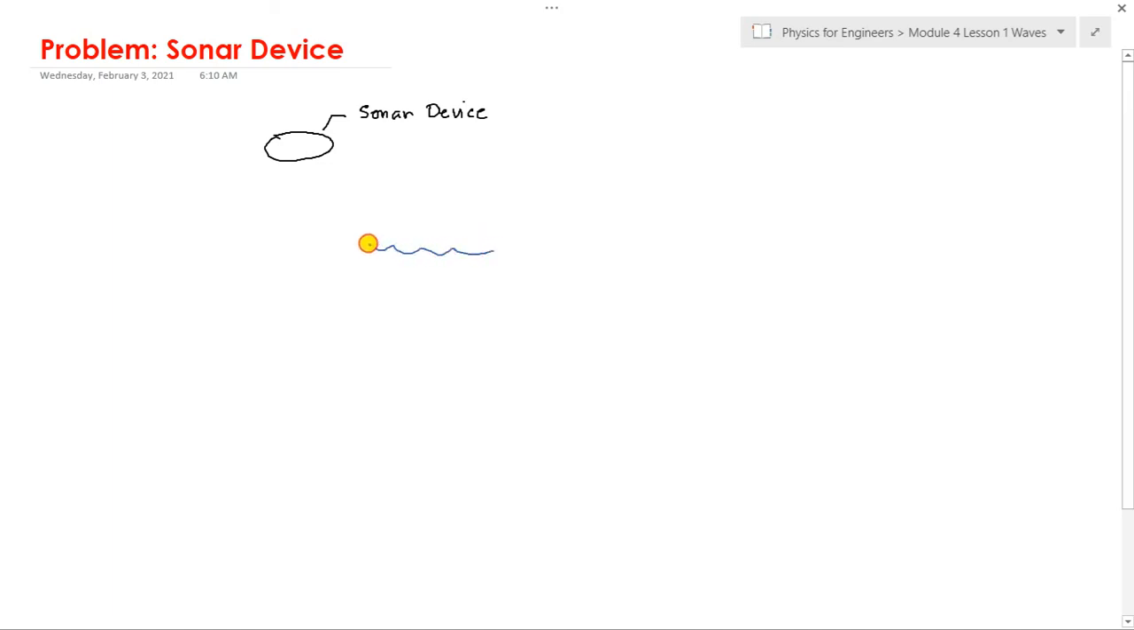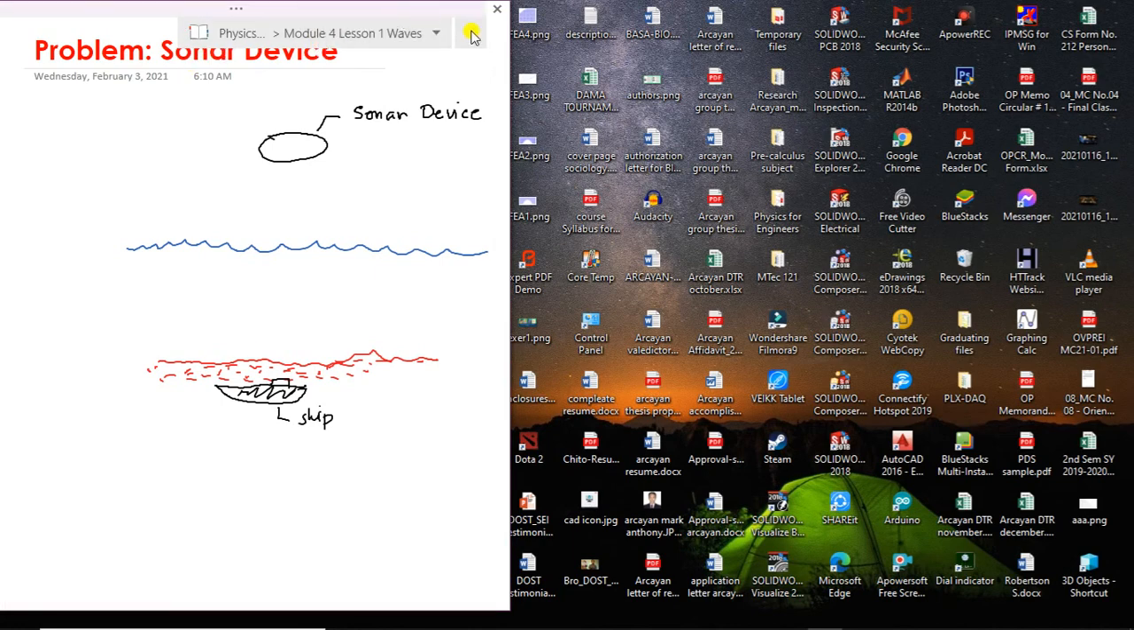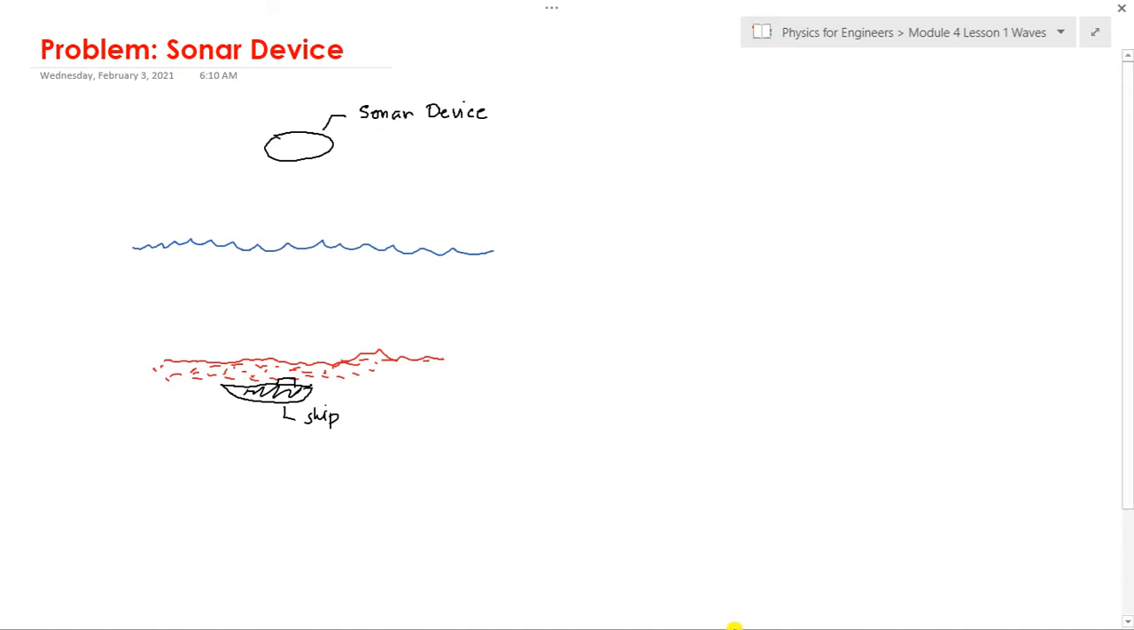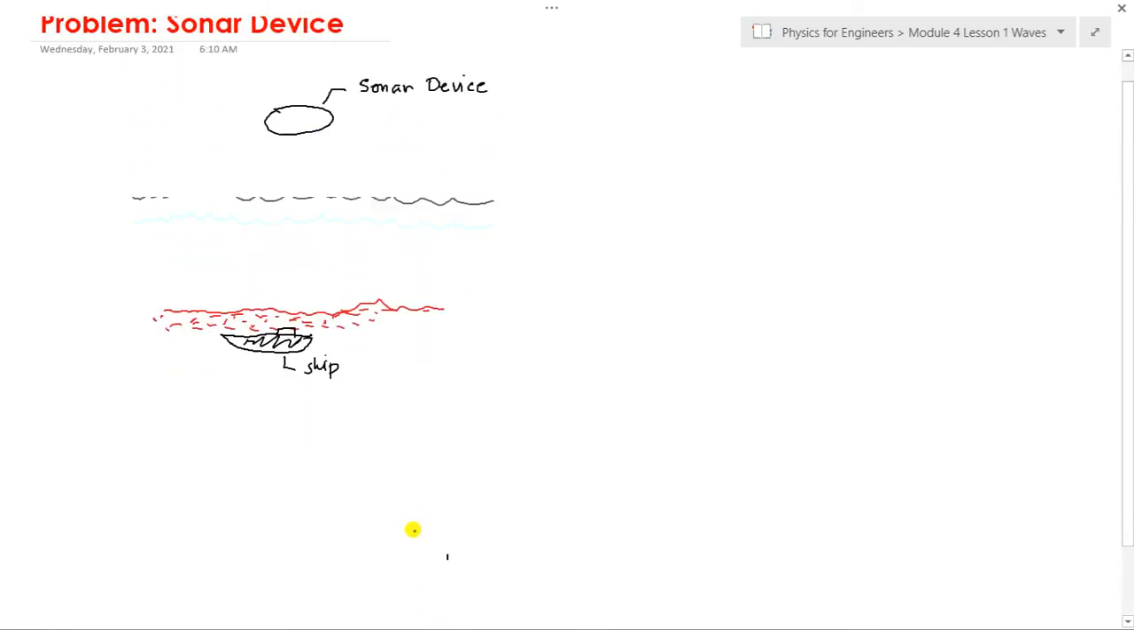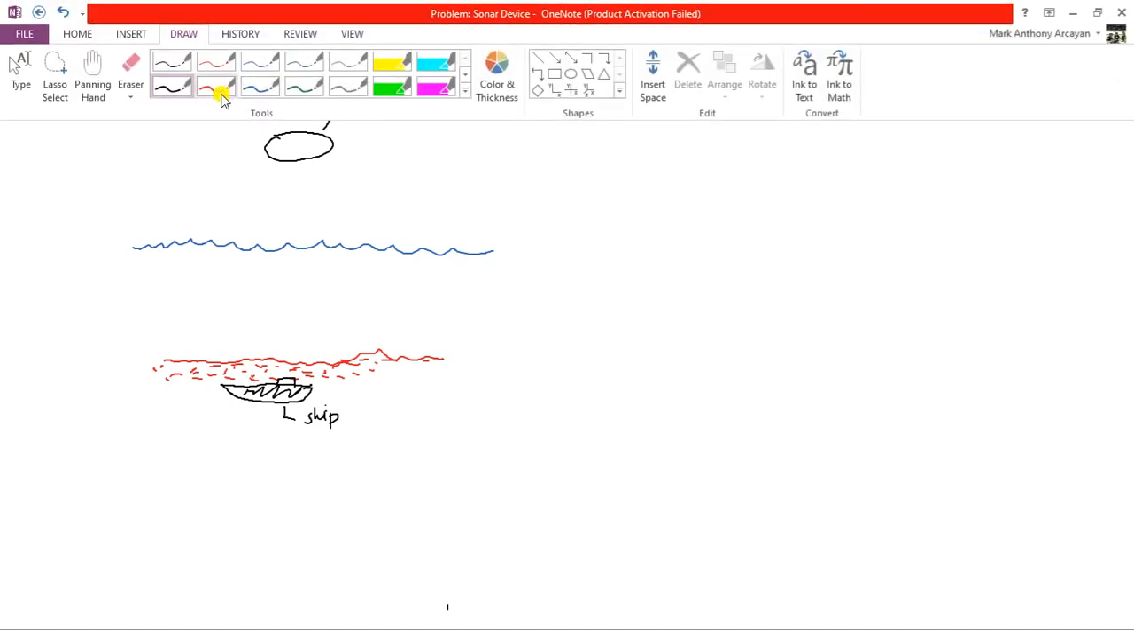Let's say this is the water here, and below that, of course, are the boulders at the bottom, so mostly sand, rocks, pebbles, and so on and so forth. And below that is the shipwreck. Let's say this is the shipwreck. The sonar device gives off sound waves, and the sound waves travel downward. Once they meet a medium, they bounce off.